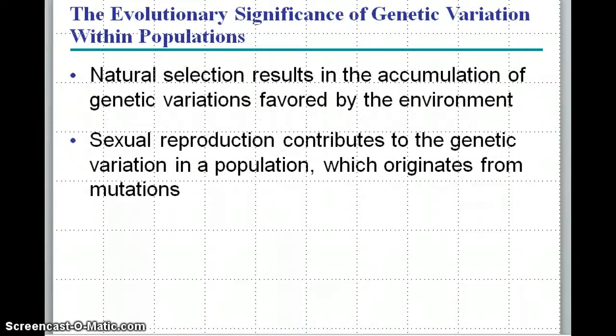Alright, the evolutionary significance of all this genetic variation. Natural selection results in the accumulation of genetic variations favored by the environment. That's survival of the fittest. Traits that help increase an organism's likelihood to survive will be traits that are maintained throughout generations, whereas traits that weaken an organism's ability to survive will be traits that are weeded out. Sexual reproduction contributes to the genetic variation in a population, which originates from mutations.